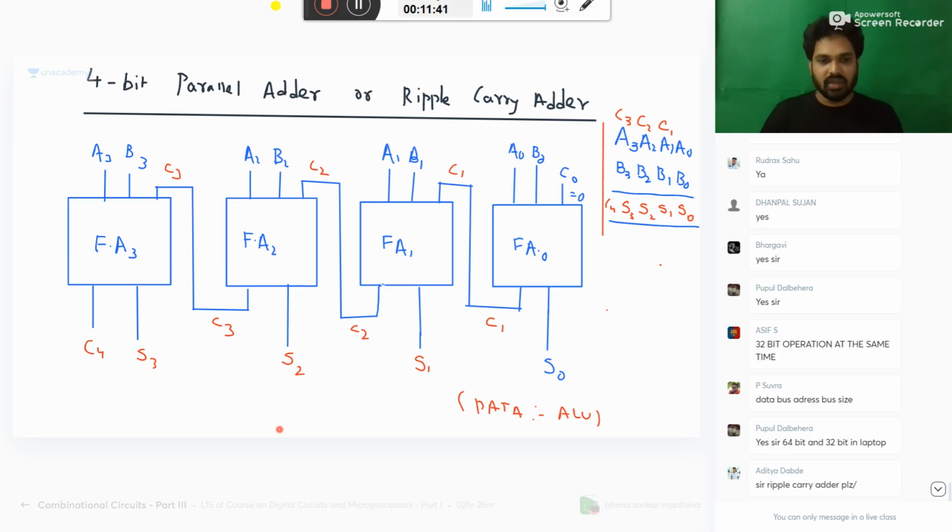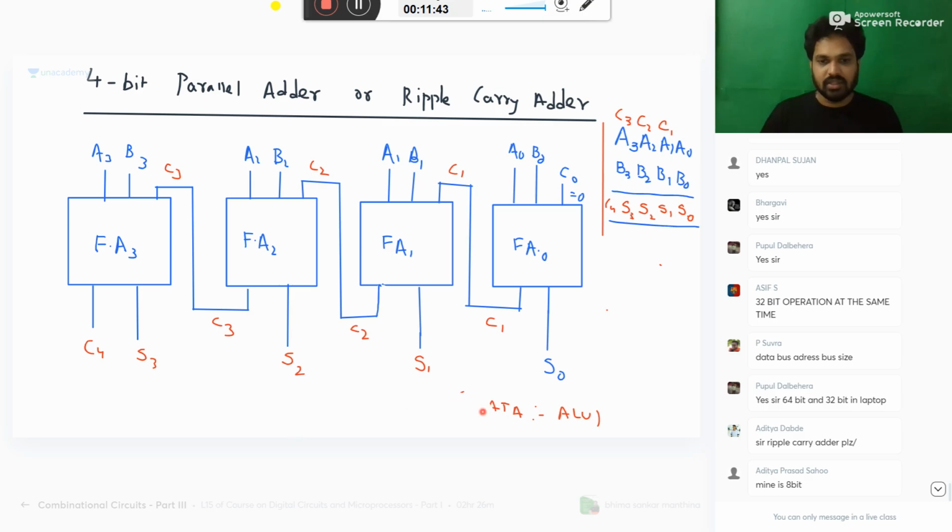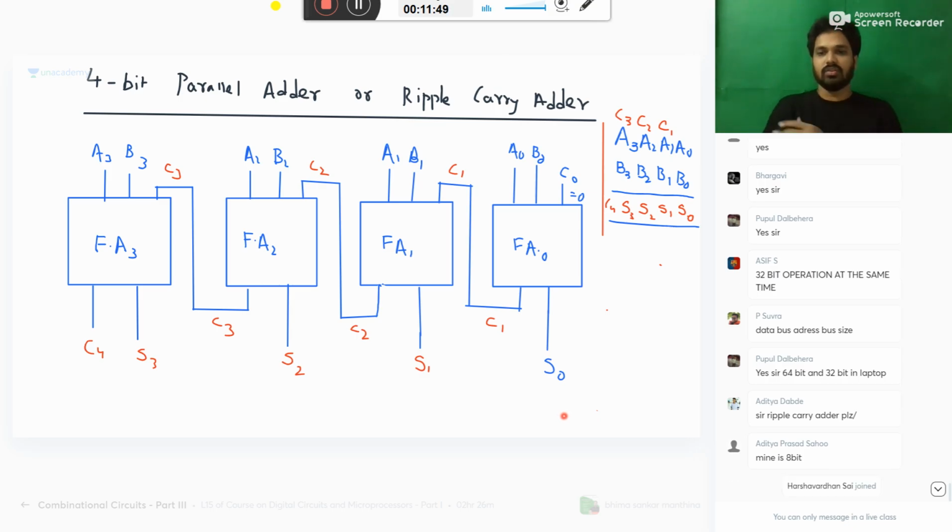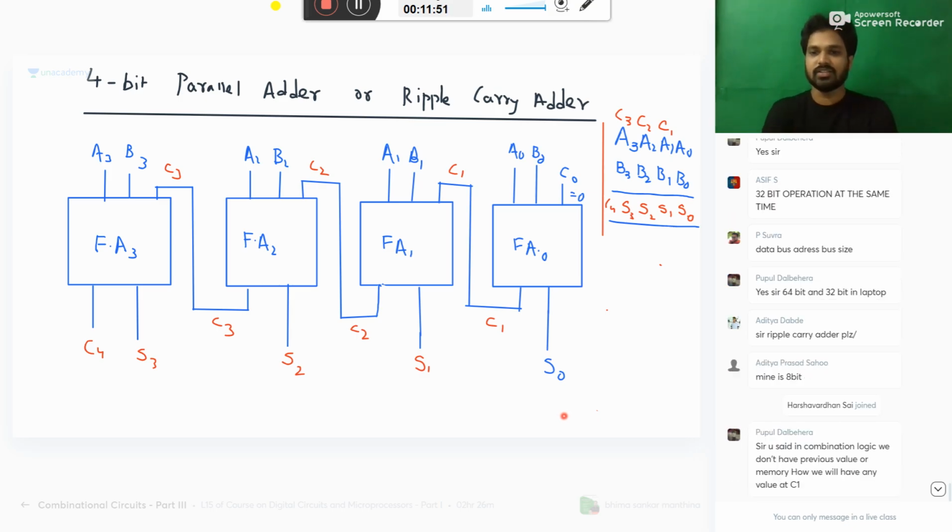Why are you worrying about ripple carry, Aditya? We are discussing this. Let me complete this and then we'll go to the next topic. Aditya, are you still using an 8-bit processor?